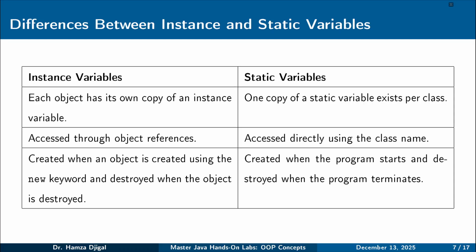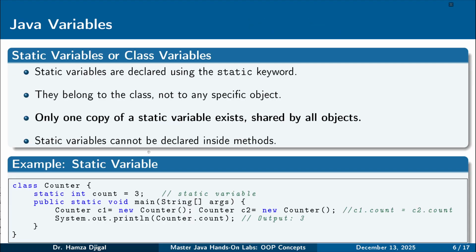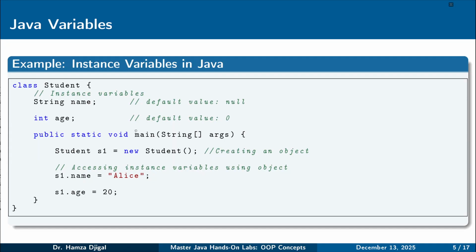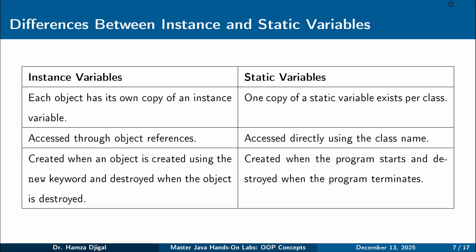For an instance variable, each object has its own copy of the instance variable, as we have already explained, compared to a static variable where only one copy exists per class. Also, an instance variable is accessed through an object reference. I cannot use an instance variable without creating a new object. In our previous example, for the instance variable, we had to create the student first before using it. This is what we mean by creating an object. So that's the main difference between them.